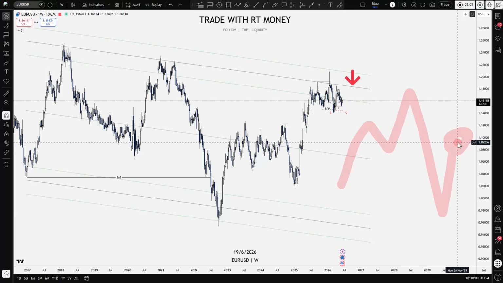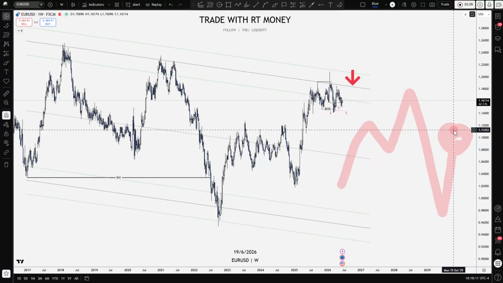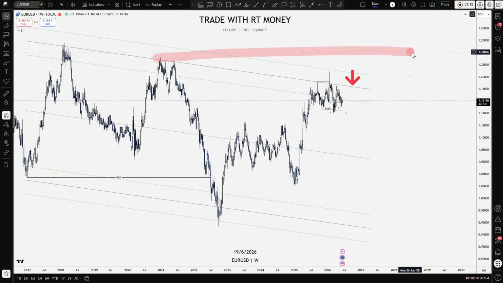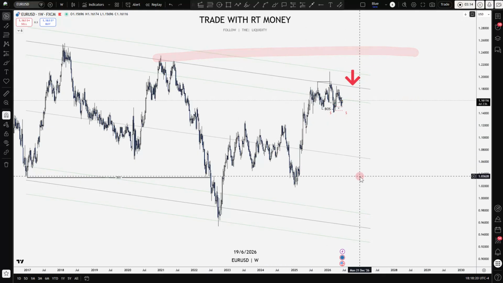and you wait in that case for a pullback, and you want to take that move. You want to take that move when it ends down. That's your entry right there. You understand? All right. As long as we are respecting this high, we are bearish.